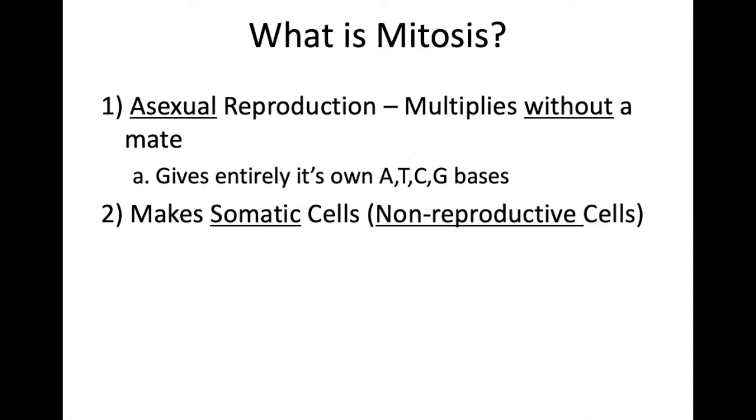We're talking sperm and eggs, how to make your baby making cells, right? We're not talking about them. We're talking about every other cell in your body: liver cells, skin cells, brain cells, blood cells. These are all called somatic cells, non-reproductive. And they are going to make identical cells every time.